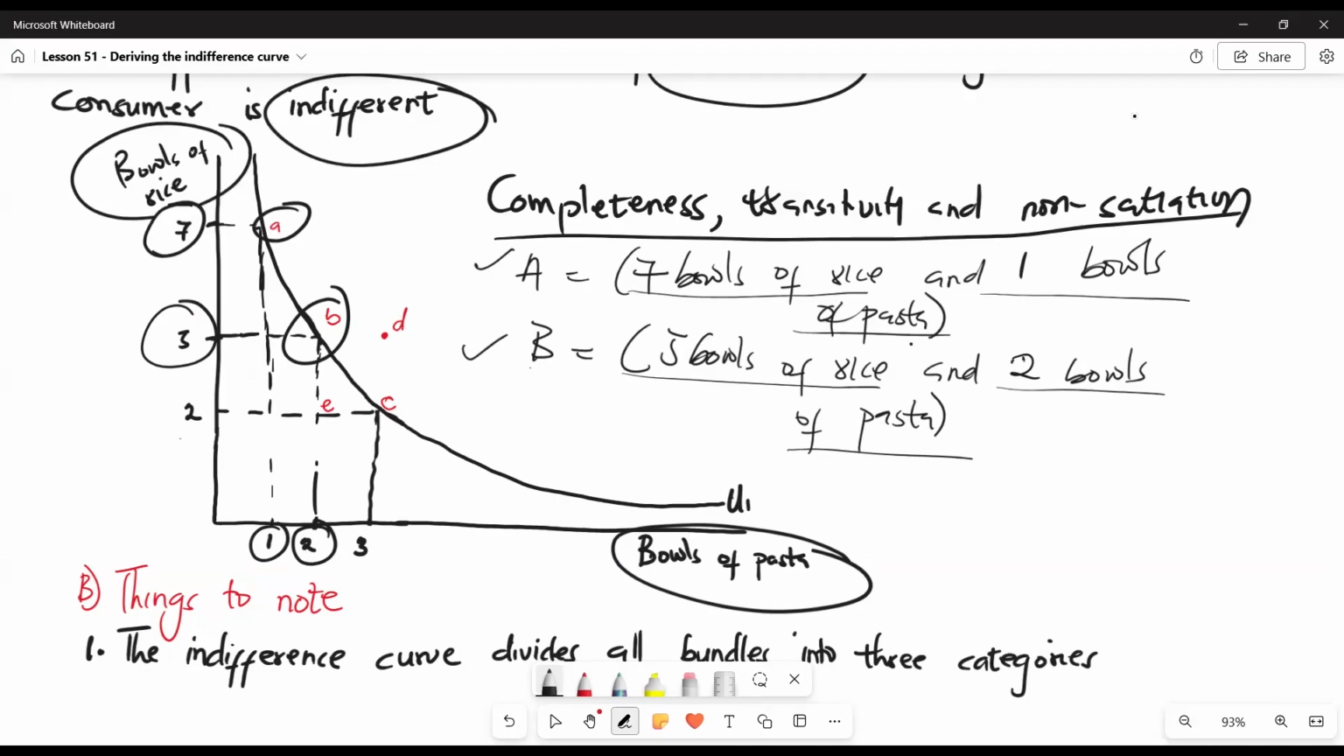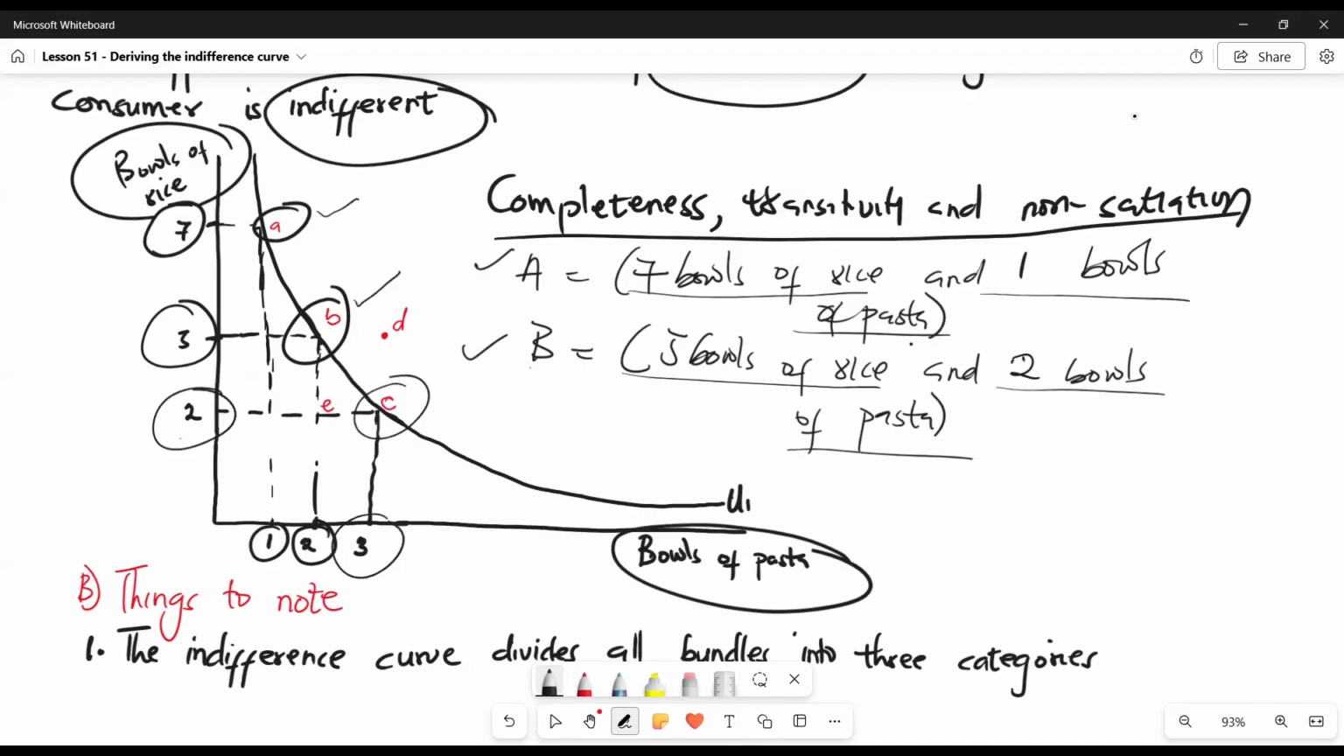Now, if we make a further adjustment, that brings Ella to point C here, which is having 2 bowls of rice and 3 bowls of pasta. And Ella still has the same level of satisfaction as she did when she was enjoying bundle A and bundle B. Then we can also say that Ella is indifferent between these 3 bundles. So what we mean here is indifference simply means bundles give the same level of satisfaction.